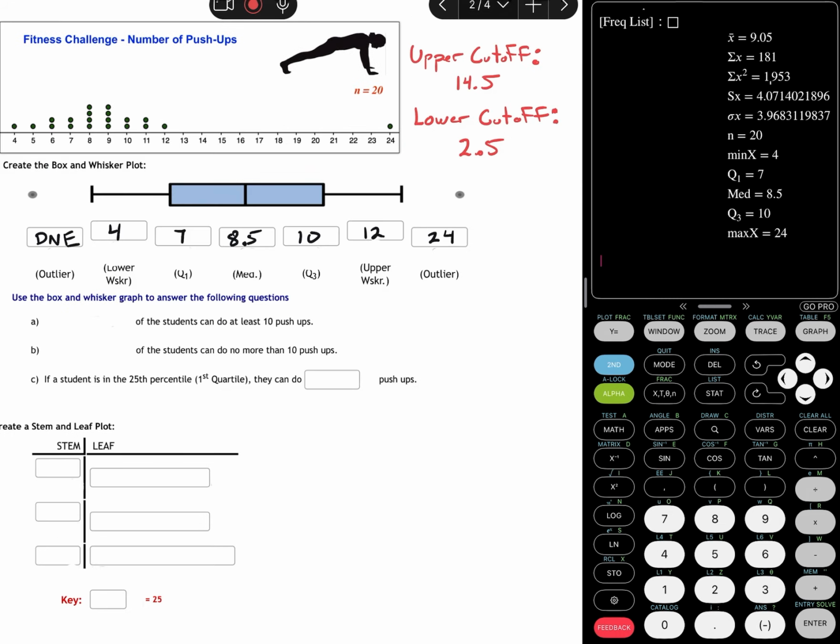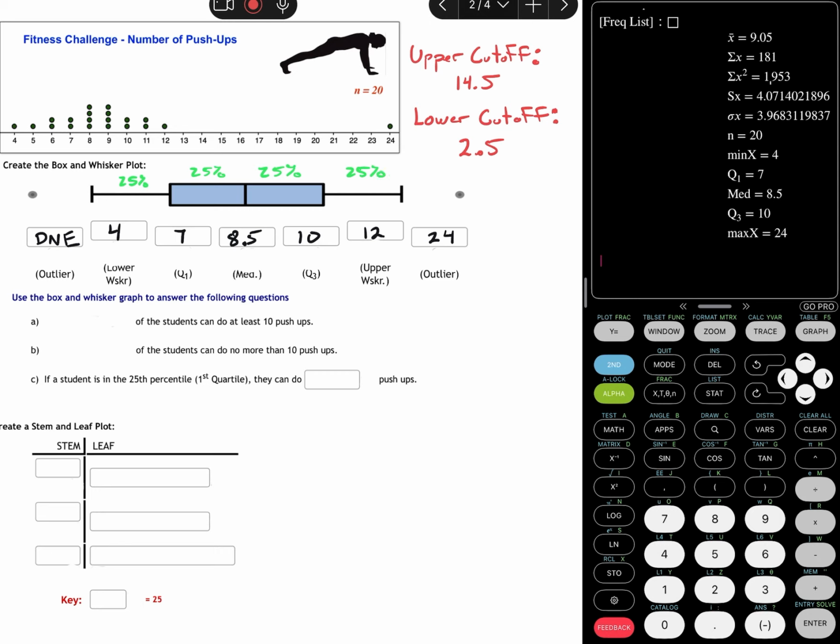The next part of the question wants you to use the box and whisker plot. I've already got it filled in here to answer a few questions. Remember the box and whisker plot, the purpose of it is it gives you your quartiles, and quartiles are percentages. So that means there's 25% that's going to be less than Q1, 25% that's between Q1 and median, another 25% between median and Q3, and 25% that's above Q3.